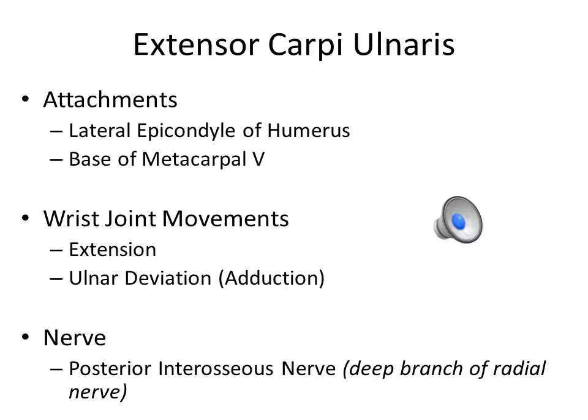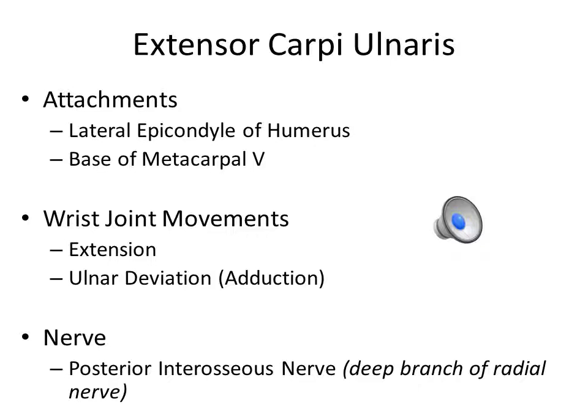Extensor carpi ulnaris. Extensor carpi ulnaris's proximal attachment is the lateral epicondyle of the humerus. The distal attachment is the base of metacarpal 5. Its muscle belly lies medial to the extensor digiti minimi, and its tendon courses through compartment 6. Extensor carpi ulnaris performs wrist extension and ulnar deviation.